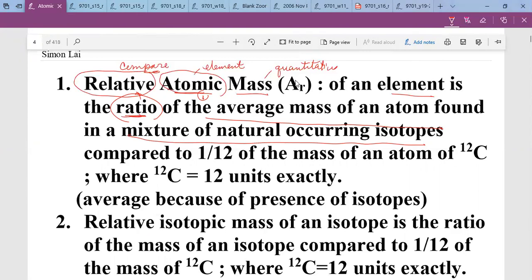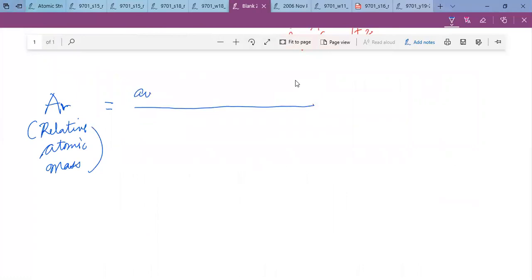Okay, I'm going to go back to here. So I put what? It's the average, or the mean. Average mass of an atom of the element. Whatever element it is. Element. Okay, I'm going to show you the thing afterwards.